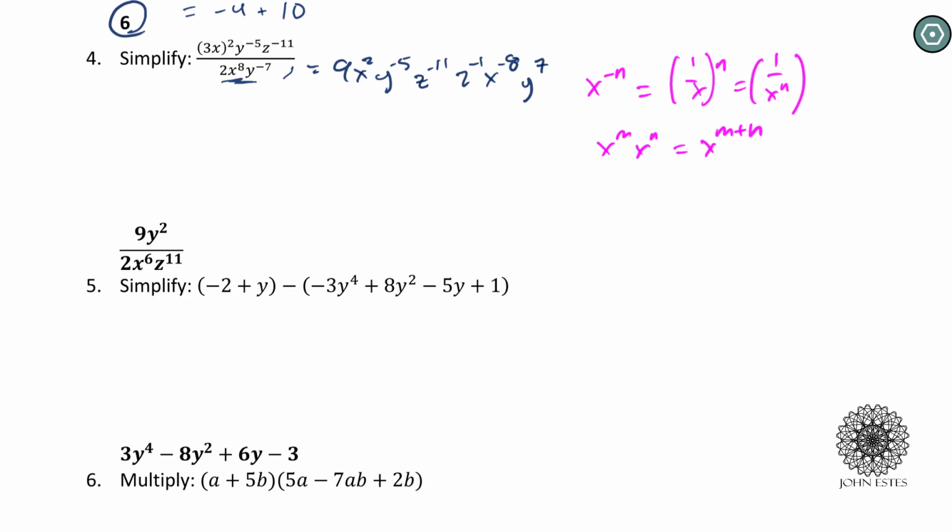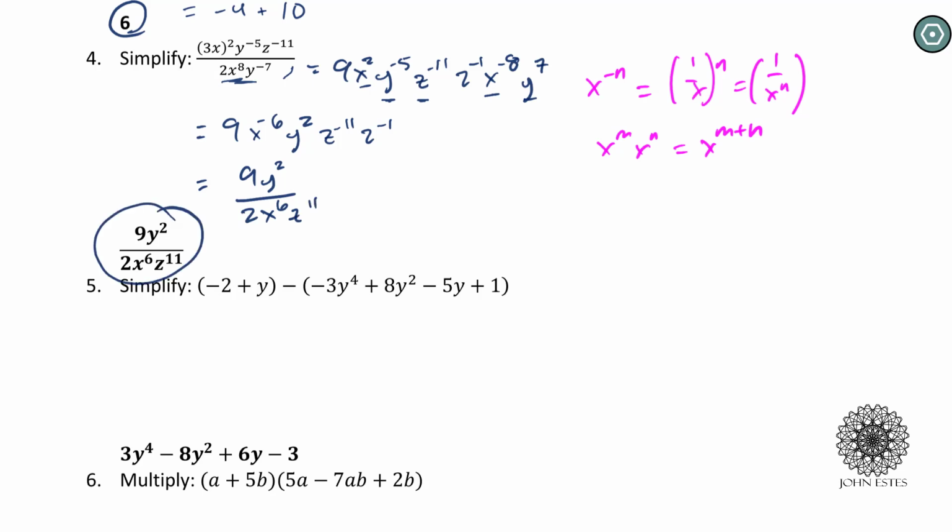So then multiplying all this out, let's see, I end up with a 9. And x's, I have x squared times x to the negative 8. That gives me x to the negative 6th. I have y to the negative 5th times y to the 7th. That's y squared. I have z to the negative 11th, and that's all I have for z. So there's that, and then I have 2 to the negative 1. So now, keeping all the positive exponents in the numerator, let's push all the negative exponents down in the denominator. That gives me a 2 x to the 6th, z to the 11th in the denominator. That's exactly what they have here.